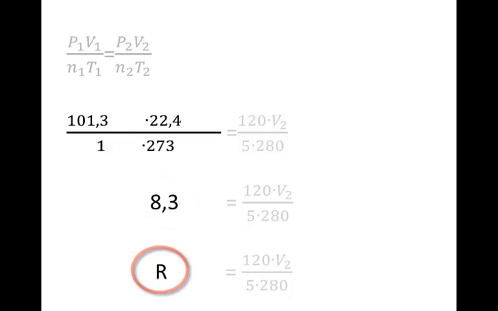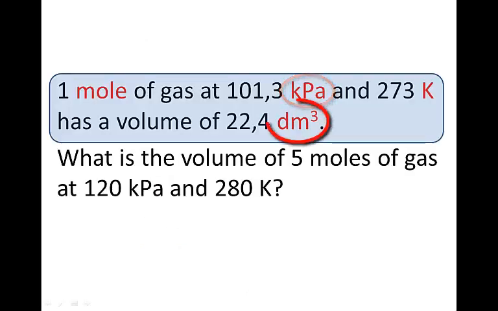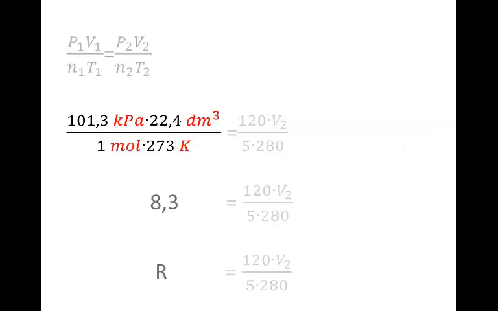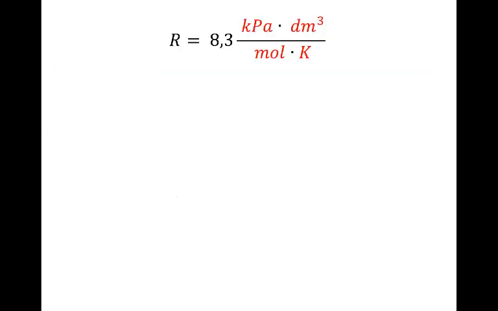Now, what units were we using in that question? They were kilopascals, decimeters cubed, mole, and Kelvin. So that must be 8,3's units. That must be R's units. So let's write that down. R equals 8,3 kilopascals decimeter cubed over mole Kelvin.